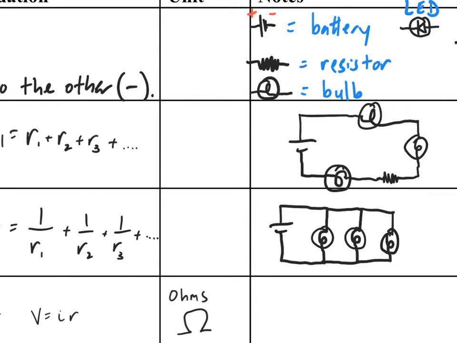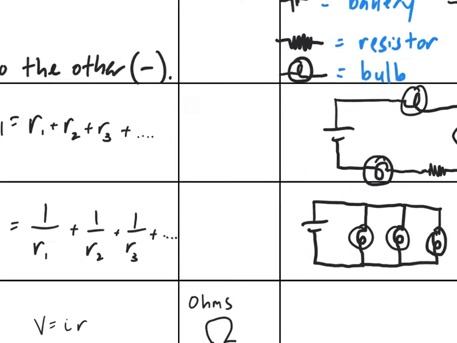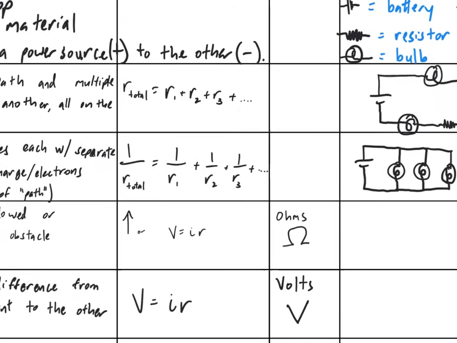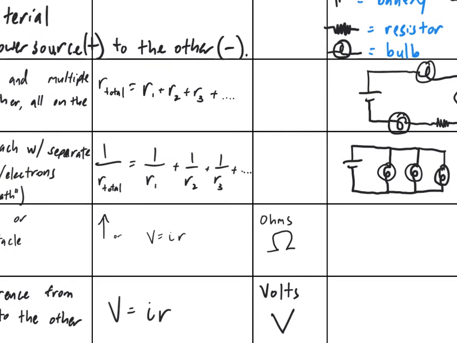For parallel, calculating the resistance is a little bit trickier because we calculate it inversely. So when calculating the resistance for a parallel circuit, 1 over the total resistance is going to equal 1 over the first resistor plus 1 over the second resistor plus 1 over the third resistor.